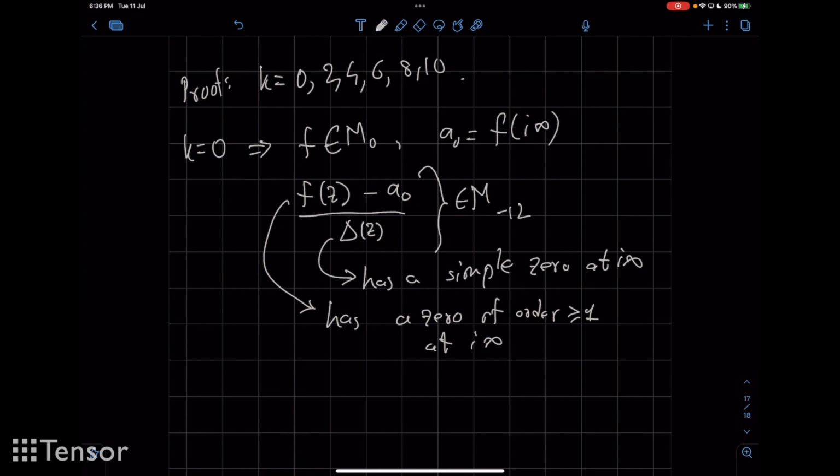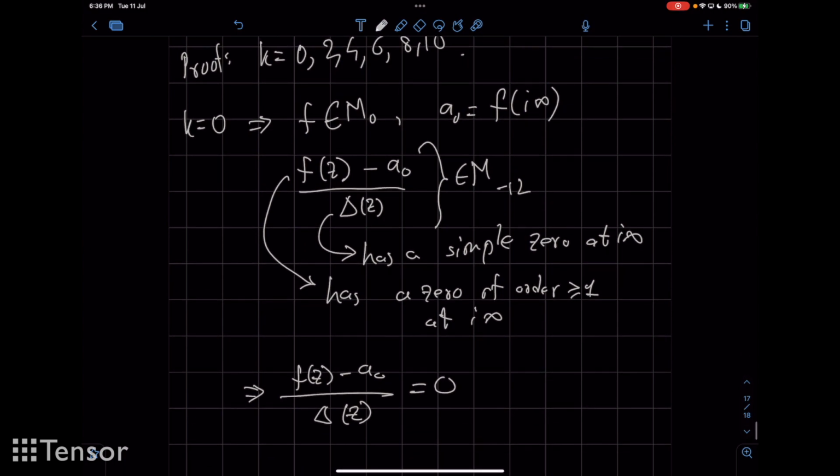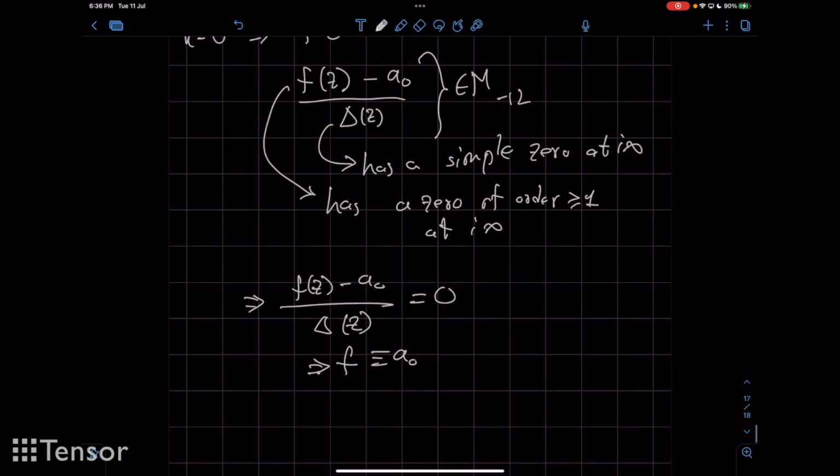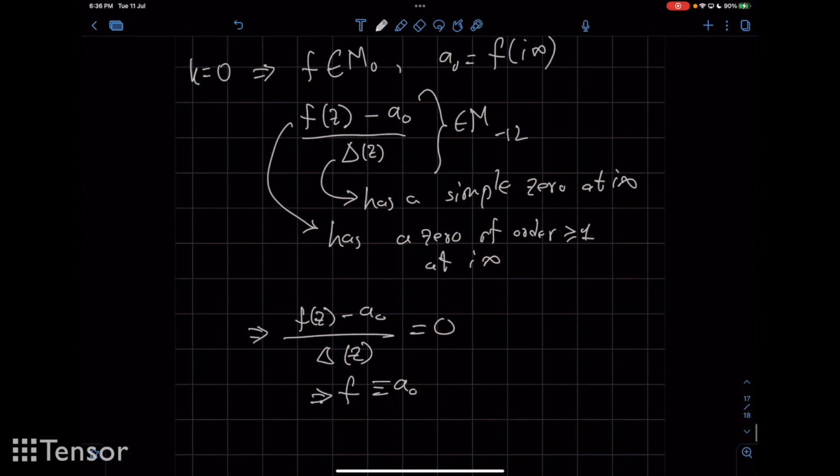Okay, so therefore this is a modular form of weight negative 12. But we know that the only modular form of negative weight is 0. Therefore, (f of z minus a0) over delta of z must be 0. So f is the constant function a naught. Okay, so we have proved that for k being 0, the only modular forms are constant functions.